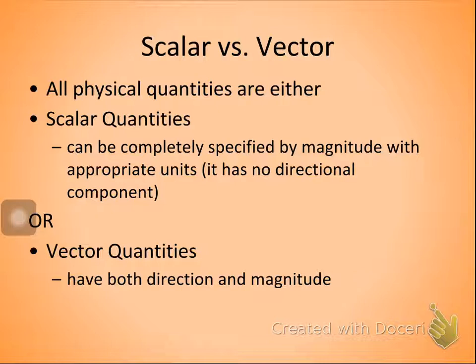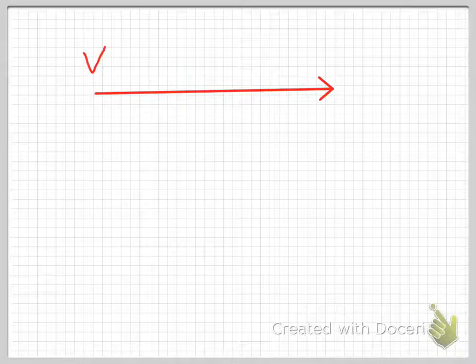Vector quantities have a magnitude, units, and some direction. So velocity is a great example of this. We can say that the speed of the vehicle is 32 meters per second, but it doesn't tell us where they're going. For that, we need to specify a direction. So they could be traveling 32 meters per second to the north, or 32 meters per second backwards, or 32 meters per second straight up in the air.